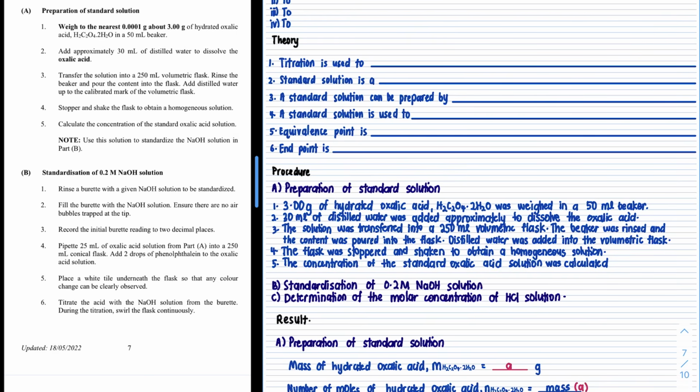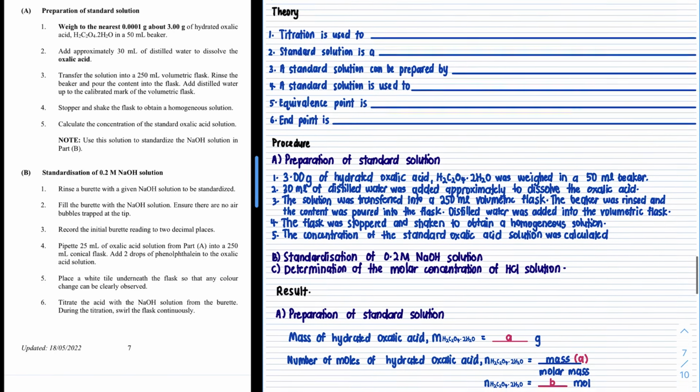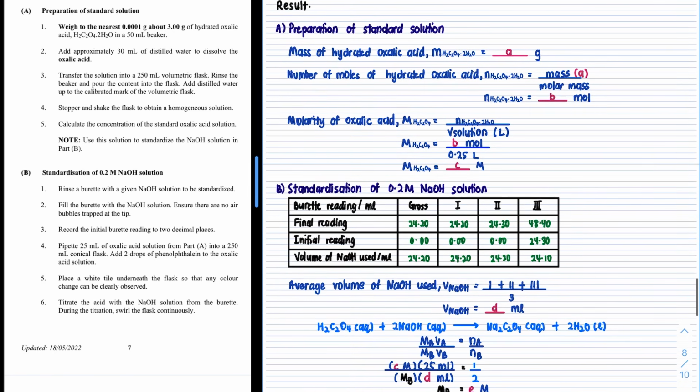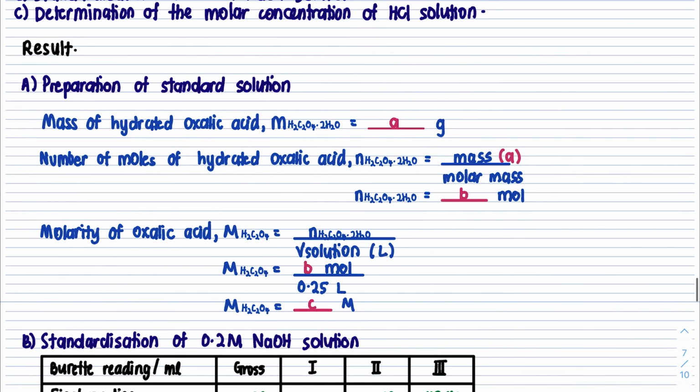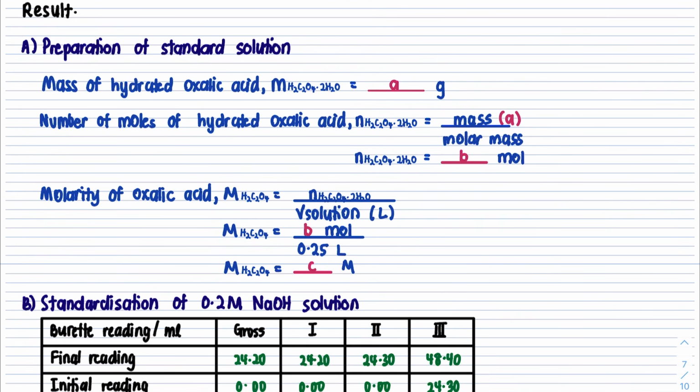Okay, for the next one, what you need to include in your lab report is the result. For the result, first, part A, preparation of standard solution. For the standard solution, first, what you need to do is weigh the mass of hydrated oxalic acid using an analytical balance. So here is your mass.